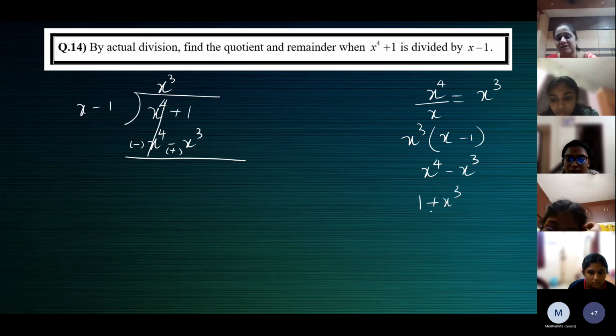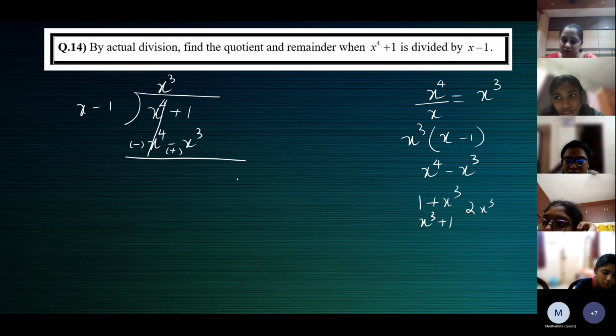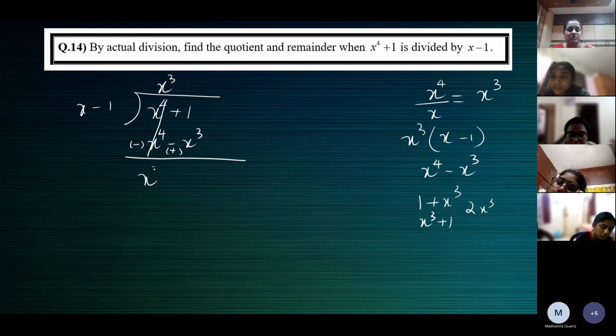Now we have 1 plus x cubed or x cubed plus 1. You cannot add it. It's not 2x cubed or anything. You cannot simplify. So these two terms will come down as they are. But which term to write first? X cubed. See, it's plus x cubed. That will be the first term, and then followed by plus 1.